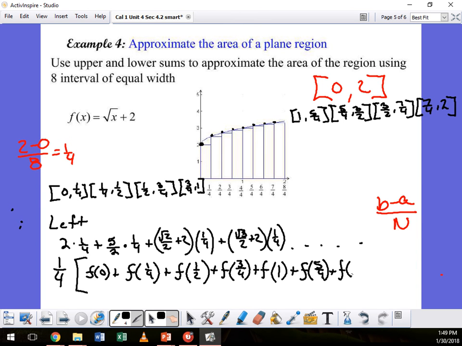5/4. I was just talking to a smart boy. 7/4. Yeah, there we go. All right, so 6/4 is basically 3/2, isn't it? So this is the left side of this.